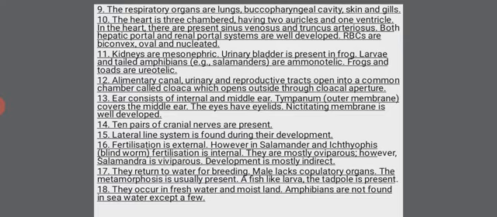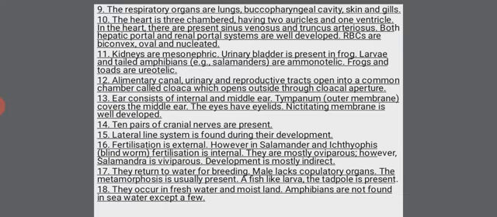frogs and toads are ureotelic, that is the adult forms. So usually the adult forms are ureotelic, whereas the larval forms are ammonotelic in case of amphibians. Alimentary canal, urinary and reproductive tracts open into a common chamber called cloaca, which opens outside through cloacal aperture.